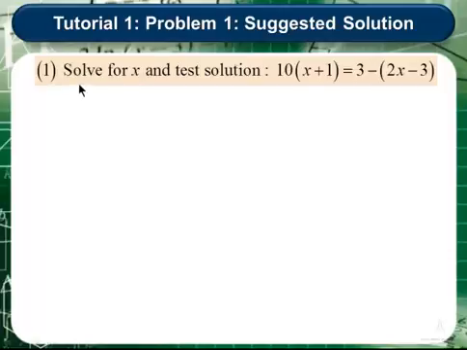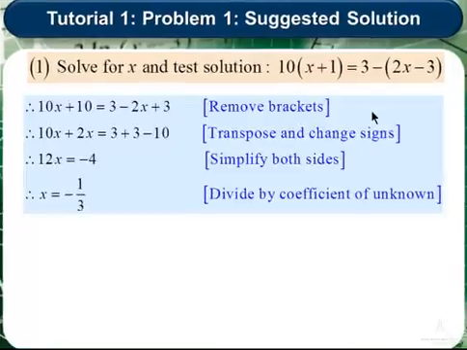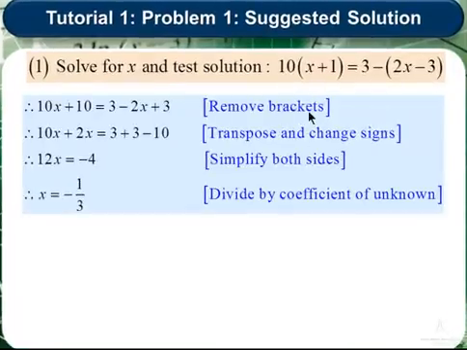In the first problem we have to solve for the unknown x and test the solution. Here we have the linear equation, and the first step in this case will be to remove the brackets, both sides of this equation, by multiplying the 10 and the minus 1 into the bracket. In the first instance on the left we get 10x plus 10, multiplying the 10 with x and 1, and on the right hand side clearly the minus 1 multiplied into the bracket has the effect of changing the signs of the terms inside the brackets on the right hand side.